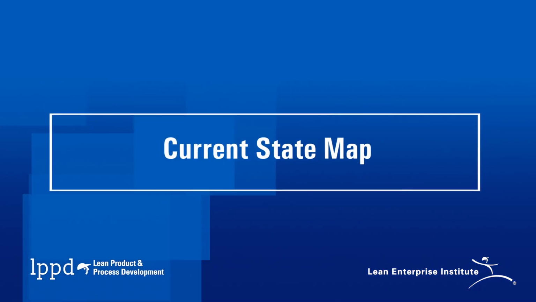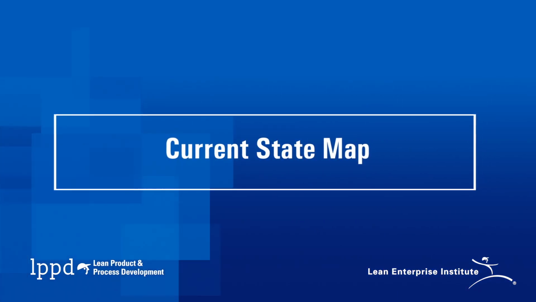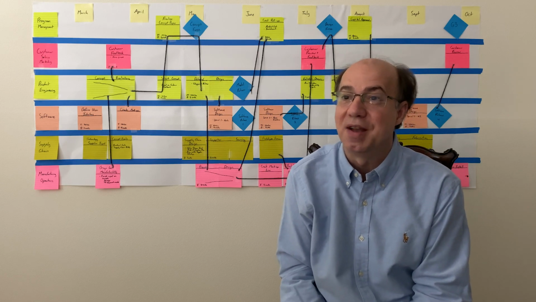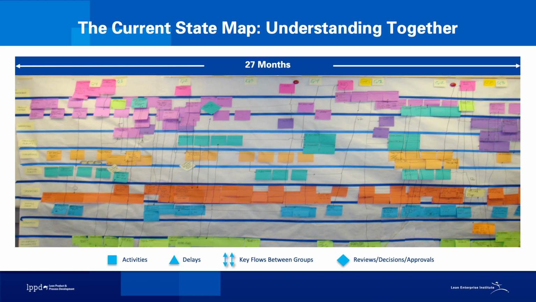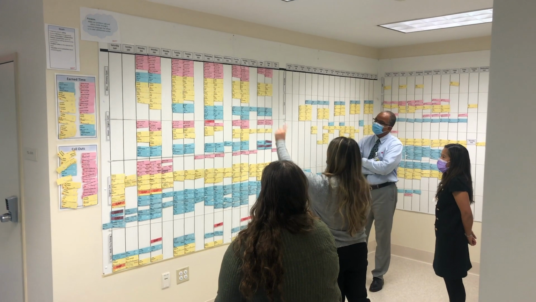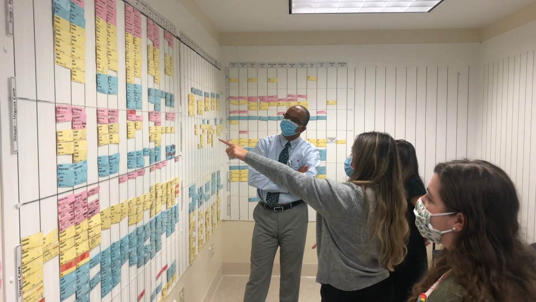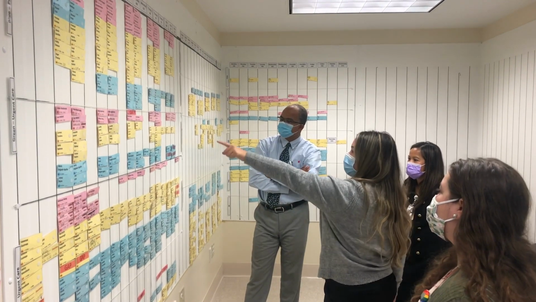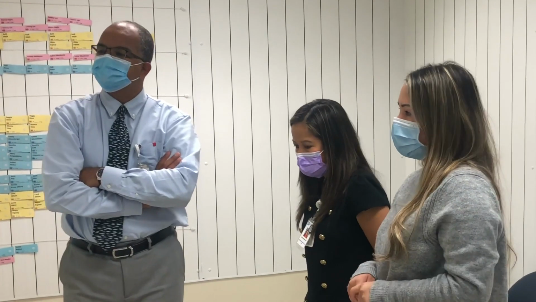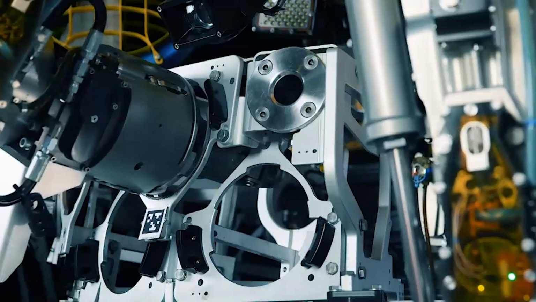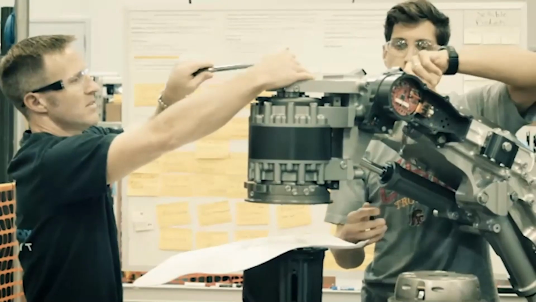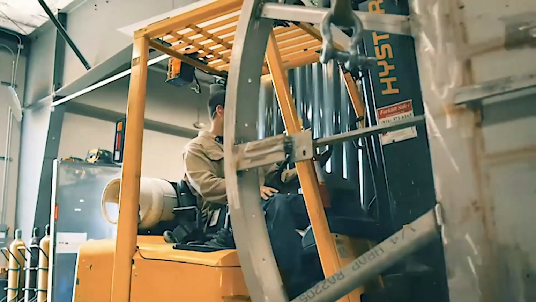The current state map is the starting point of the product development value stream mapping process. Before we can make any improvements, we all need a common understanding of how we're doing the work today. As we start seeing how the work is being done and we're sharing and comparing, we start seeing how it all fits together. And as we start seeing it coming together, we start understanding where the value is created.